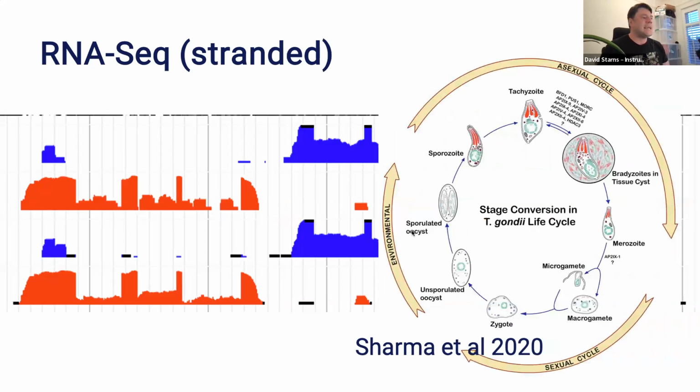And this stranded data is definitely good for looking at different life cycle stages. So for example, this is just a quick diagram of the T. gondii life cycle. Each one of these may have different gene expression patterns, say exon skipping in this life cycle stage, or not in this life cycle stage. So just to give some context.